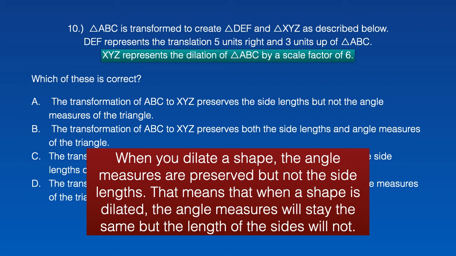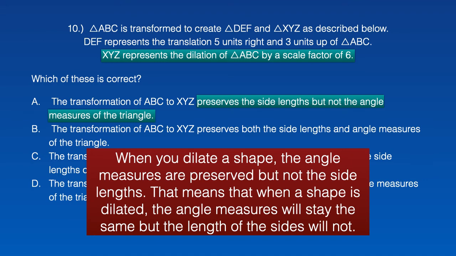Okay, so let's keep that in mind as we go through some of these answer choices. For example, answer choice A says that the transformation of ABC to XYZ preserves the side lengths, but not the angle measures of the triangle. Again, picture what I'm telling you. When you dilate a shape, when you make it bigger or smaller, the angle measures are going to stay the same, but the length of the sides are not.